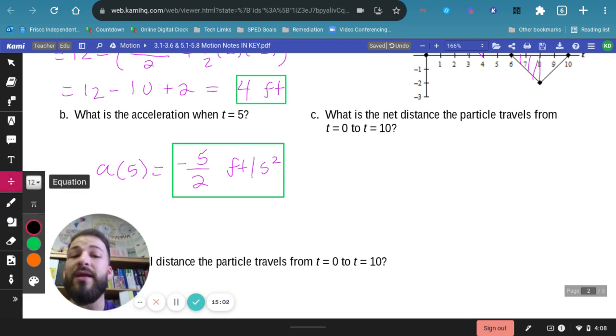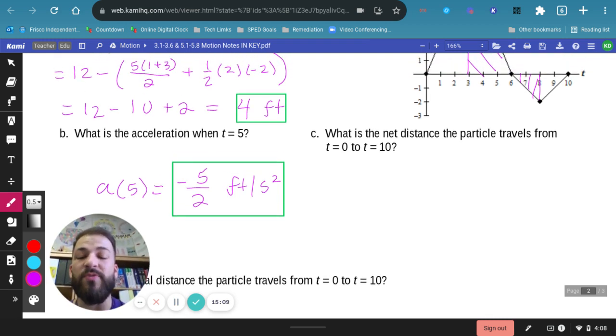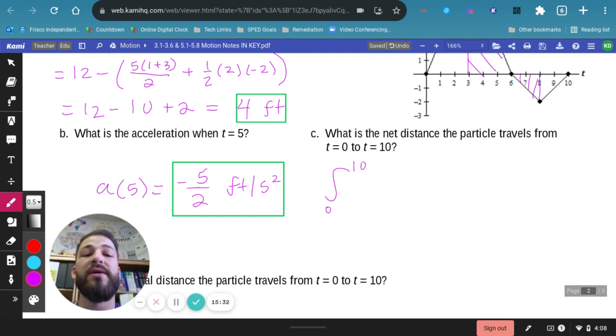Okay, part C, we want to know the net distance the particle travels from 0 to 10. So net distance, remember, is our normal integral. It is positive displacement, negative displacement. I want it all. I want to know where my particle ends up, how much it travels. So I do not want to take the absolute value. So in this case, this is just our normal integral from 0 to 10. I don't care about that 12. I don't care about where I was at some point. I just want to know how much was traveled. So the integral from 0 to 10 of v of t dt.